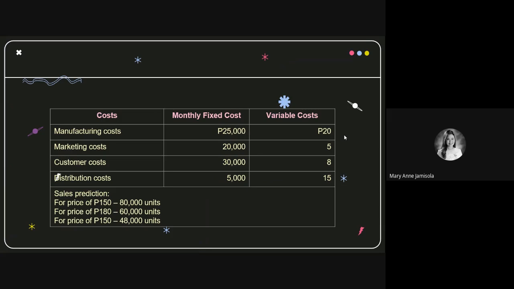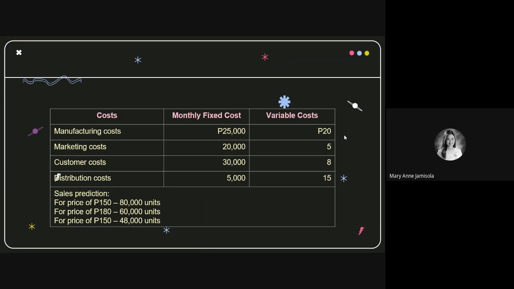And then we have several sales predictions. If we are to price it at 150, this is a very, I don't know, very cheap product. Anyway, this is for academic purposes or to simplify our example. So for a price of 150, there will be an average annual sales of 80,000 units. If we are to price the product at 180 pesos, our predicted sales for each year will be 60,000 units.